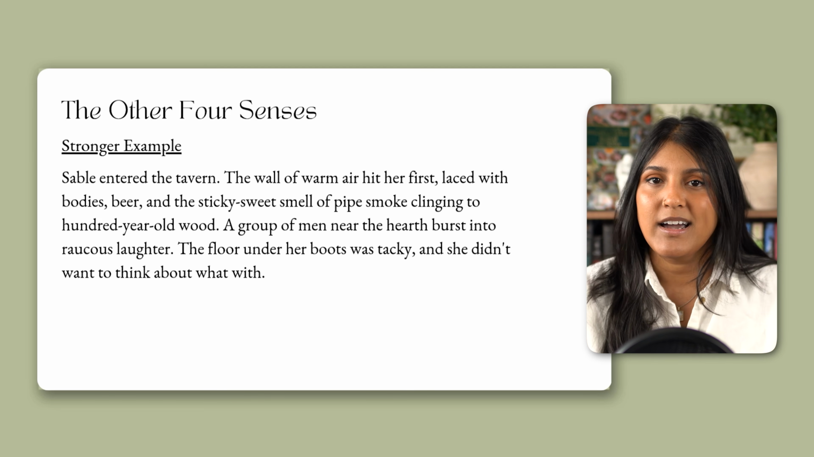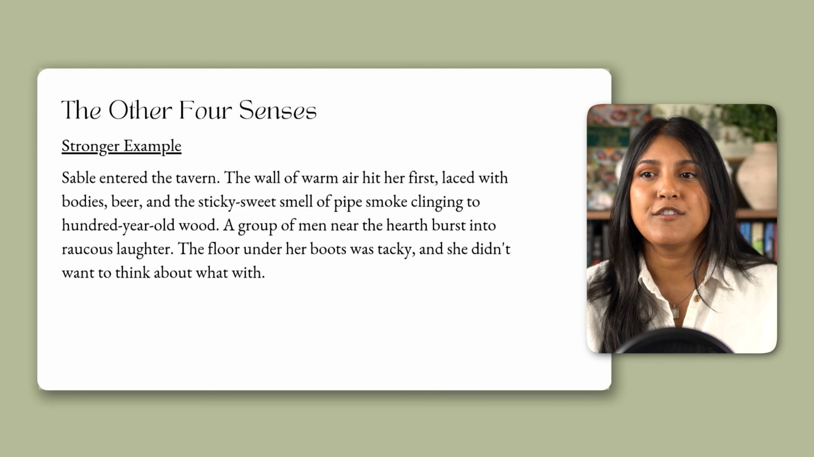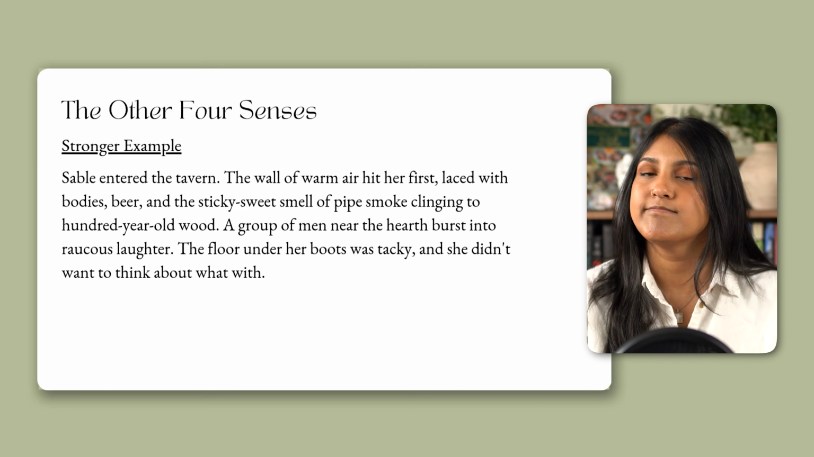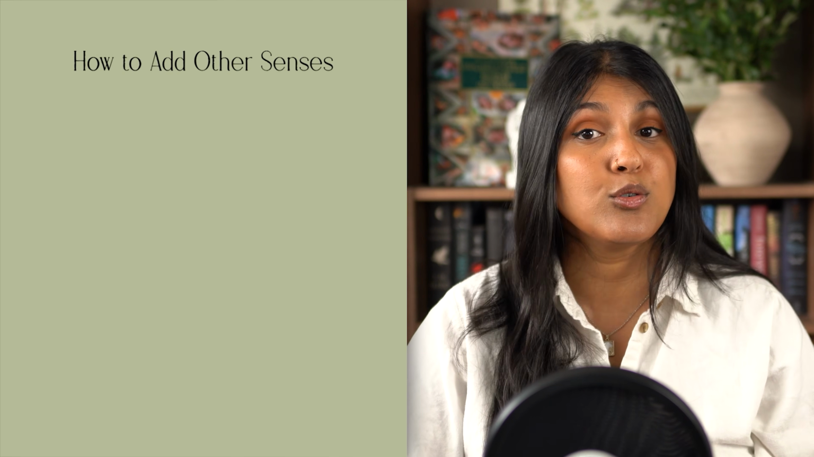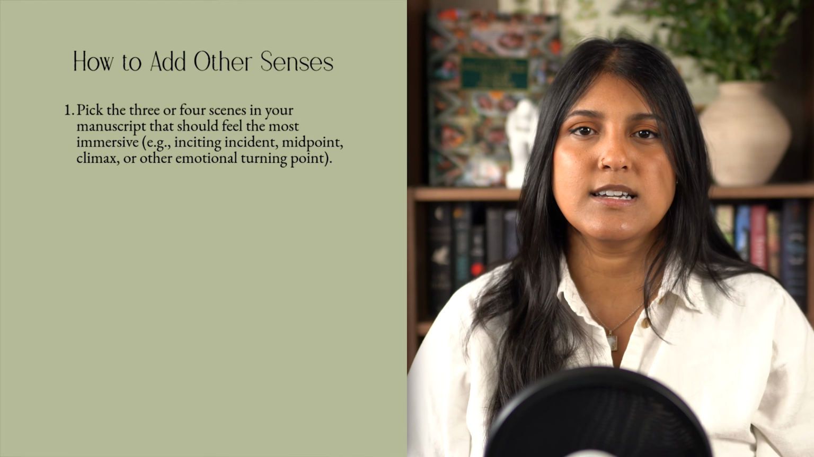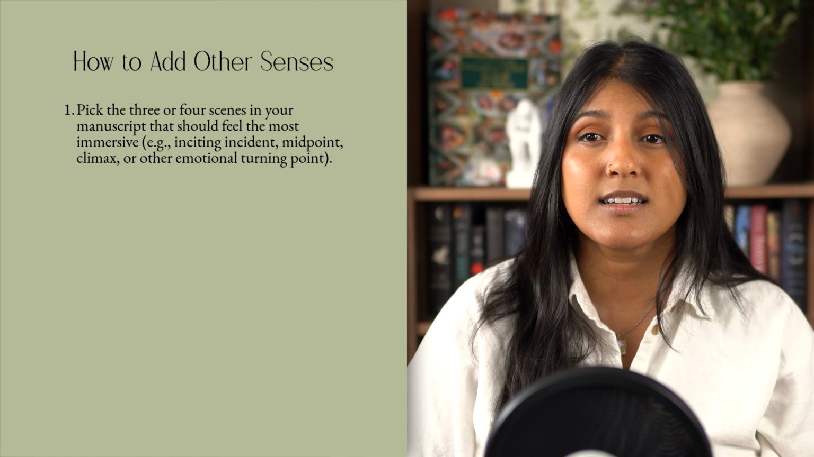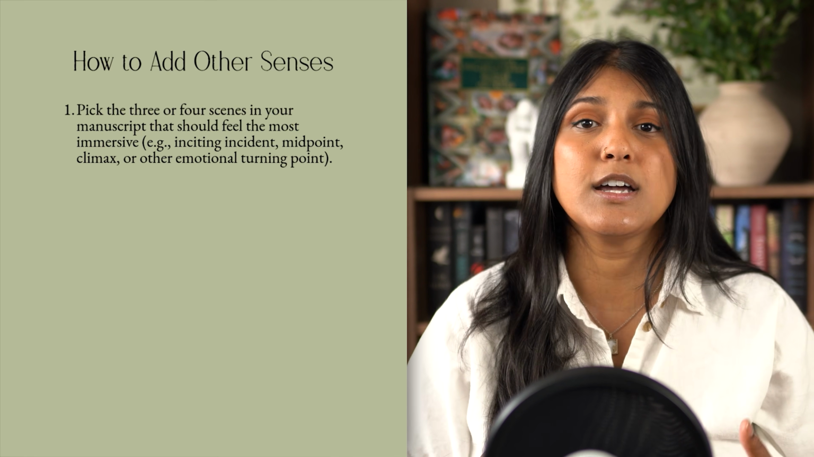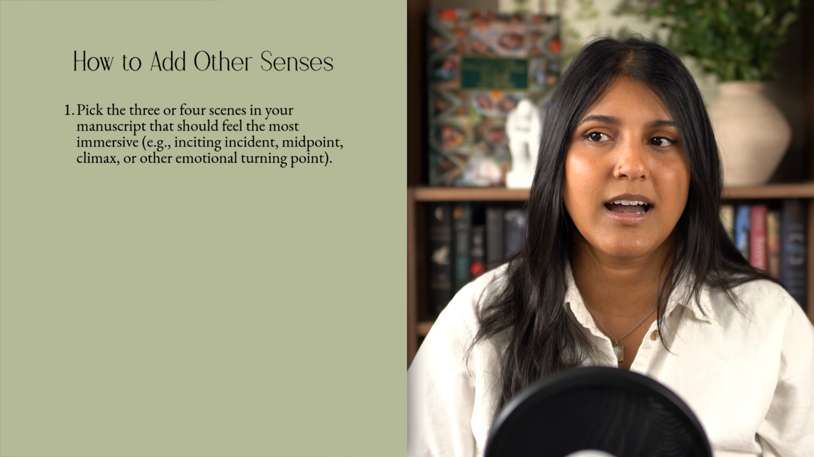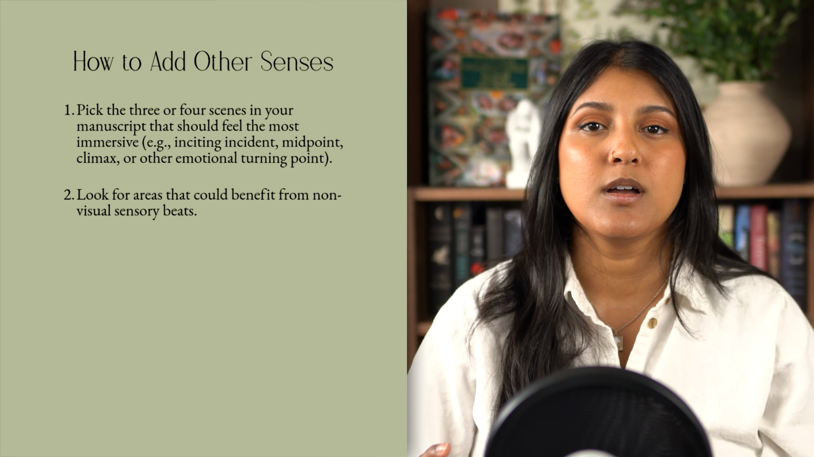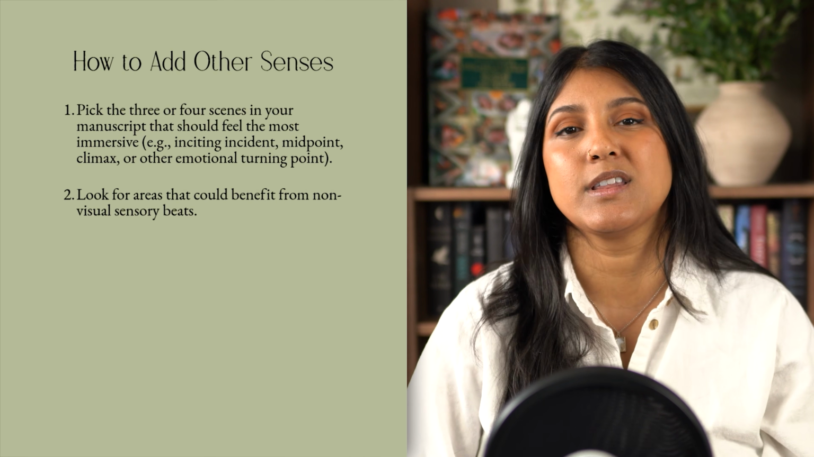So if you noticed, I didn't add extra paragraphs. I added a few extra words per sense to expand that barebones line. That's all it takes. So to add this in your own work, pick the 3 or 4 scenes in your manuscript that should feel the most immersive. So the inciting incident, the midpoint, the climax, an emotional turning point, scenes like that. And then see how you can incorporate maybe 1 or 2, maybe even 3 extra senses within that scene.